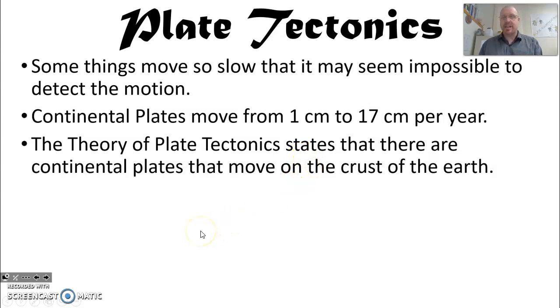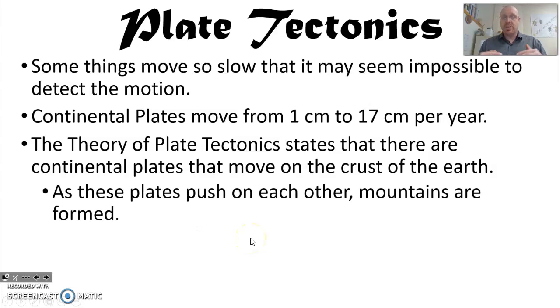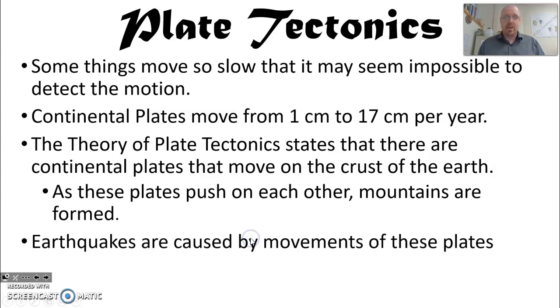Well, the theory of plate tectonics states that there are continental plates that move on the crust of the Earth. And as these plates push on each other, mountains are pushed up and formed, okay? And earthquakes are also caused by the movements of these plates. This is why we understand why there are certain places on the planet where earthquakes hardly ever happen, like here in South Dakota. As a kid we had a very, very small one, but there are no active plate boundaries anywhere around us. But in California, that's where two plates meet. The continental plate rides on top, and the Pacific Ocean plate goes underneath it. And when those plates rub together, that's when earthquakes happen, okay?